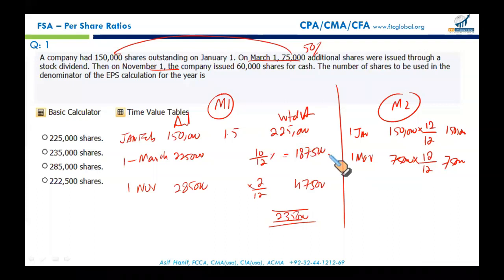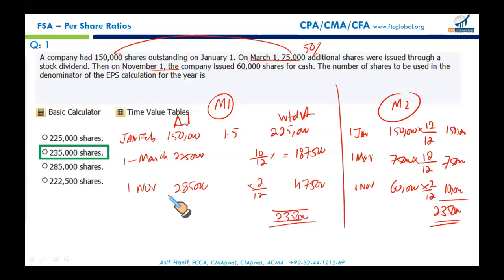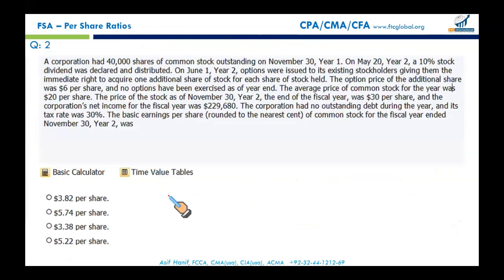Now the last one, the last share transaction was conducted on 1st of November. We issued 60,000 shares, and these shares will be outstanding from November, December, just 2 months only. So 2 out of 12. I remember it was 60 into 10 upon 12, 10. So if you add all these above on the right of your screen, you'll get the same number. Whichever approach you want to use, you will get the same number. It is 235. So once the class is over, please watch this video and do the computations yourself.